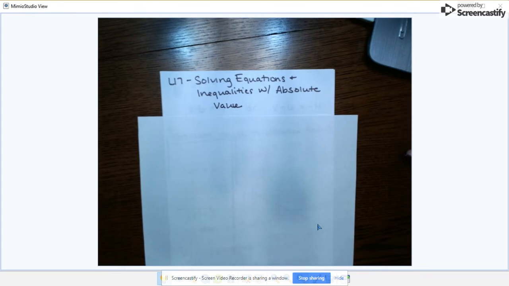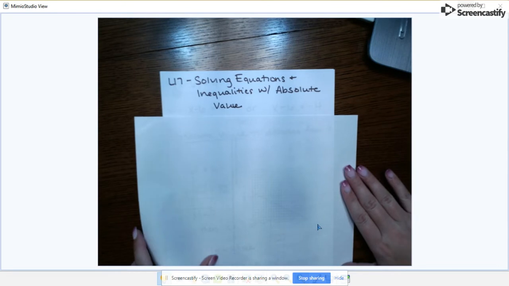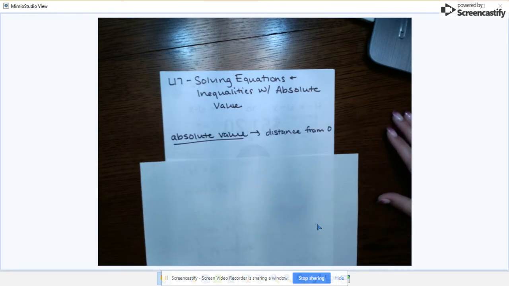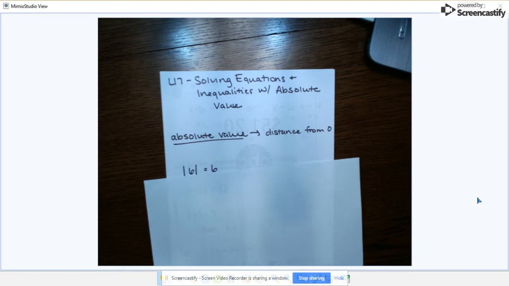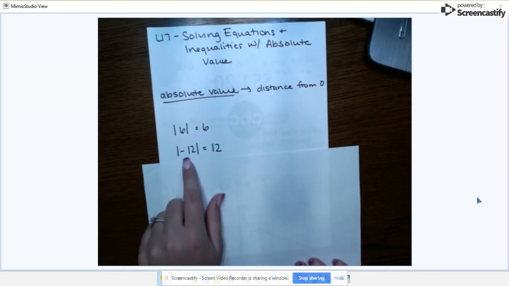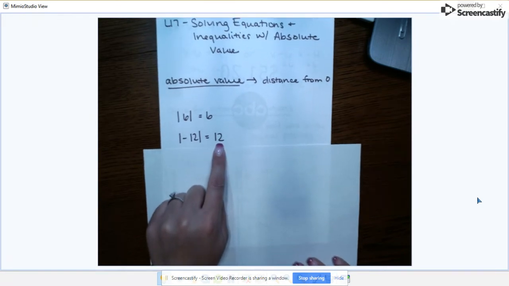All right, today we are going to look at absolute value equations and inequalities, and we're going to solve them. So, a really basic definition: absolute value, remember, is a distance from 0. So the absolute value of 6 is 6. The absolute value of any negative number will be positive, so the absolute value of negative 12 is positive 12.